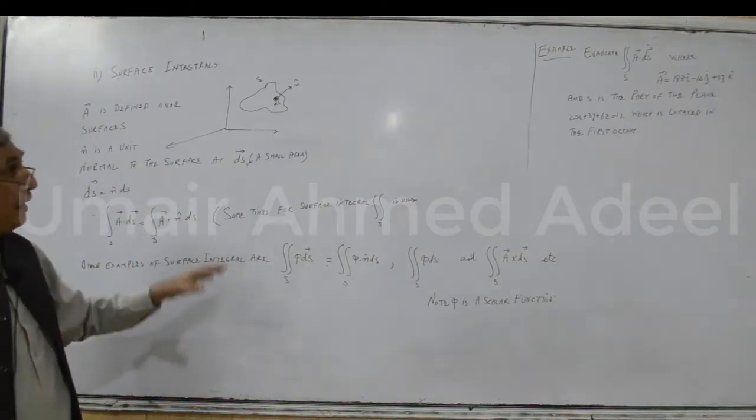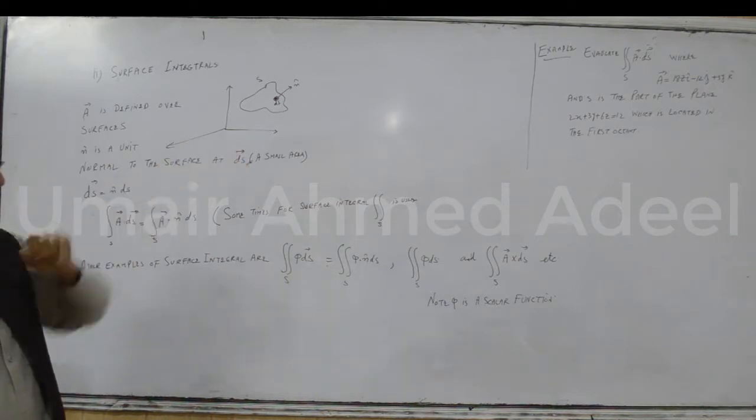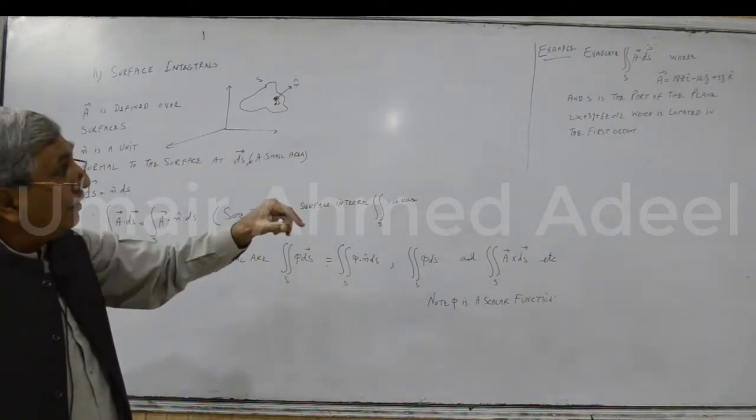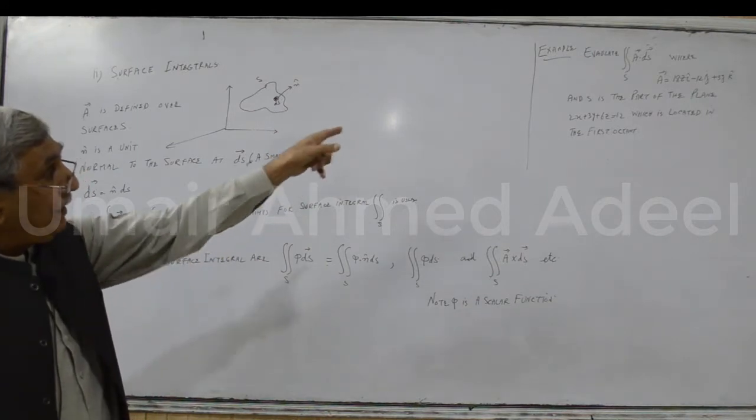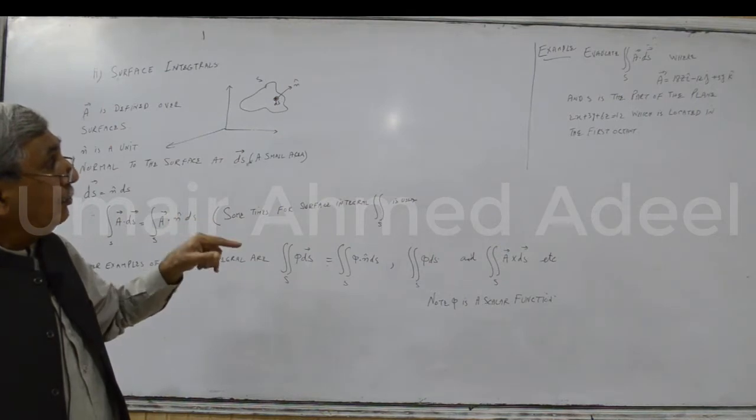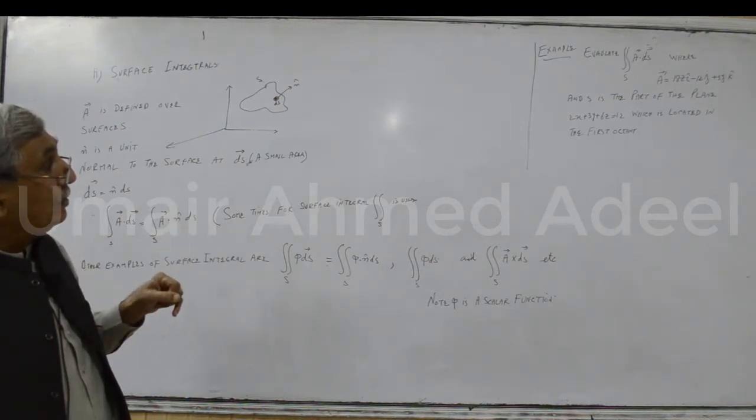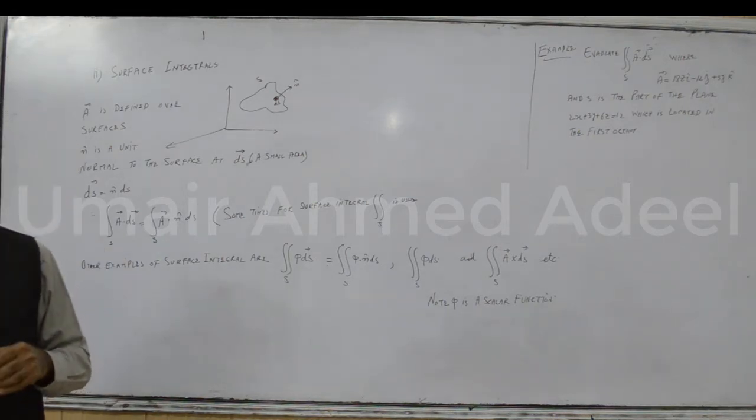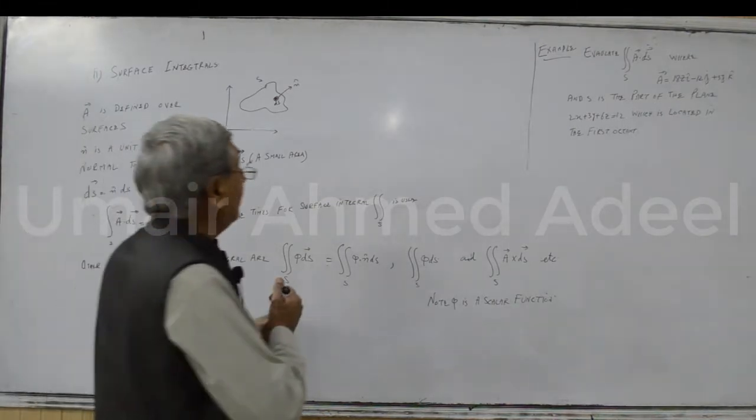Now, in order to explain the process, I am considering an example, and it says evaluate that integral, where vector A is given. S is the part of the plane 2x plus 3y plus 6z is equal to 12, which is located in the first octant. You will be worried about what the first octant is.